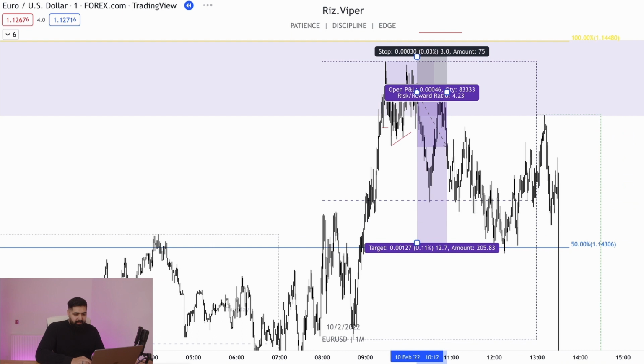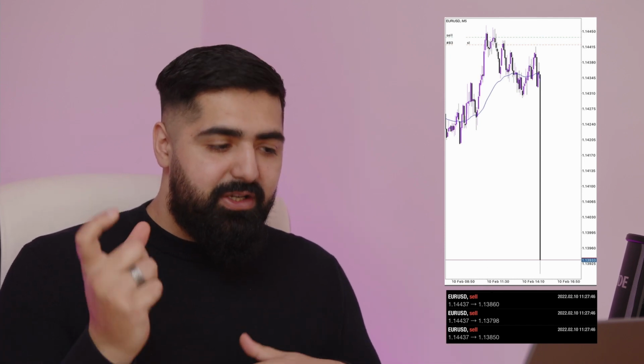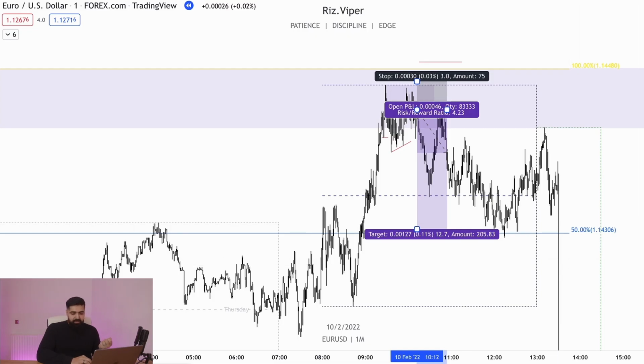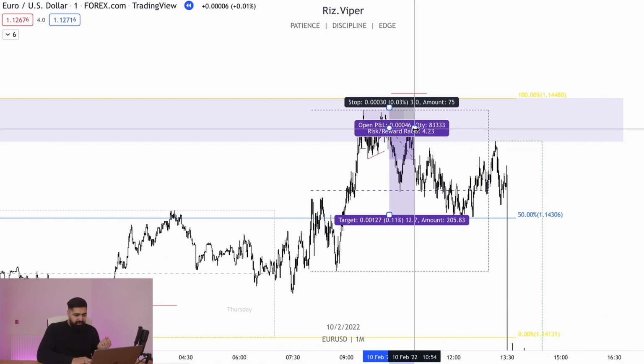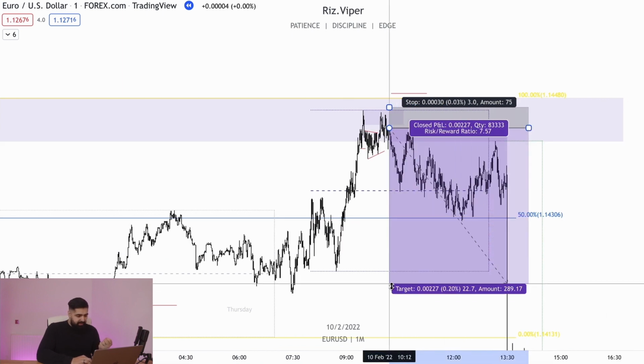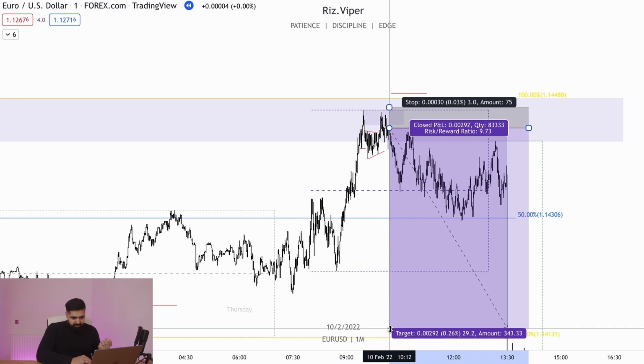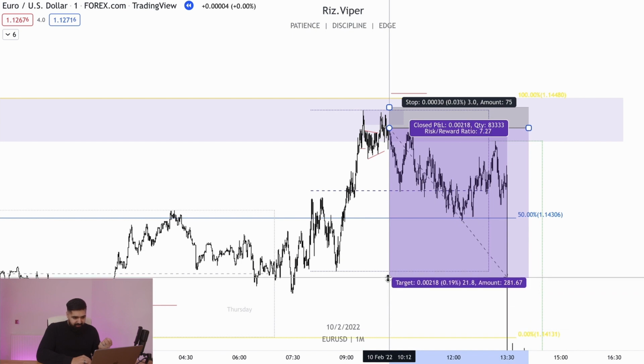Now you will see a screenshot of the actual entry. Hopefully it'll be here or here, one on either side, but you'll see a screenshot of the actual entry at that point, and then basically where the first lot of partials, so the majority of volume taken off the trade, which in this case was, I believe, at 1 to 7.5, which is roughly around here.